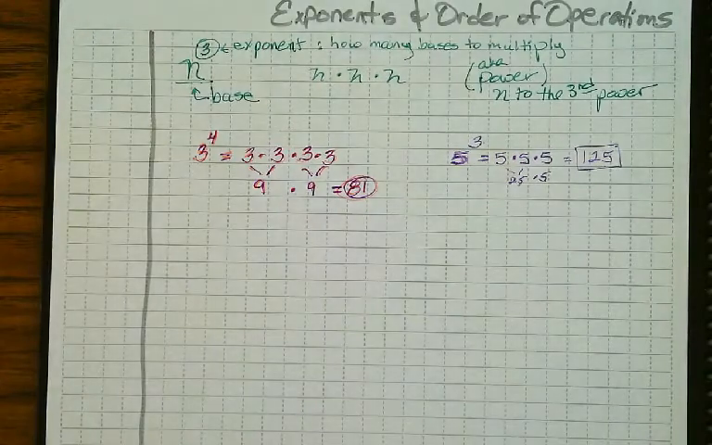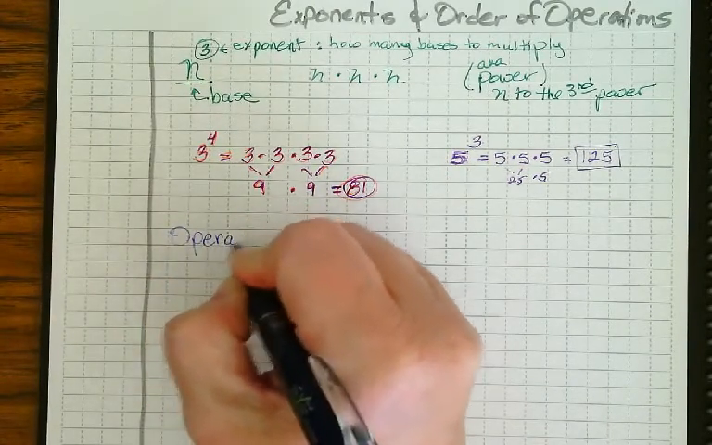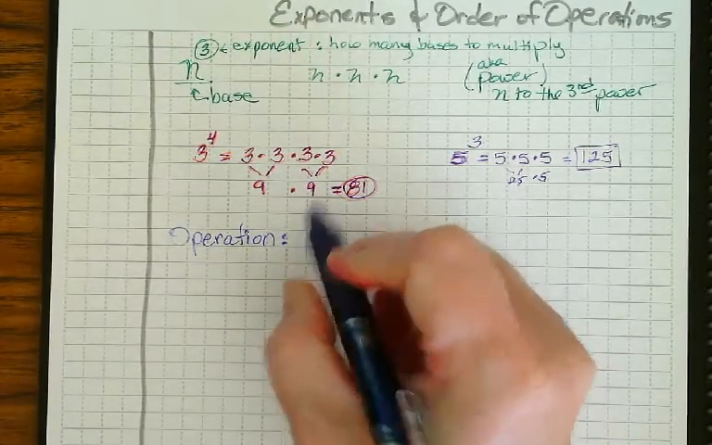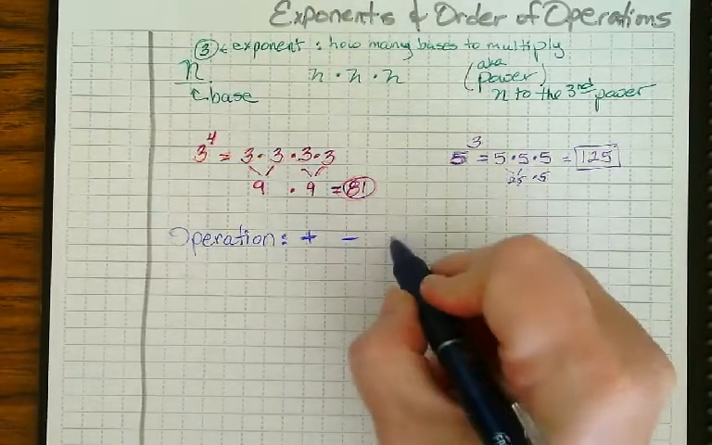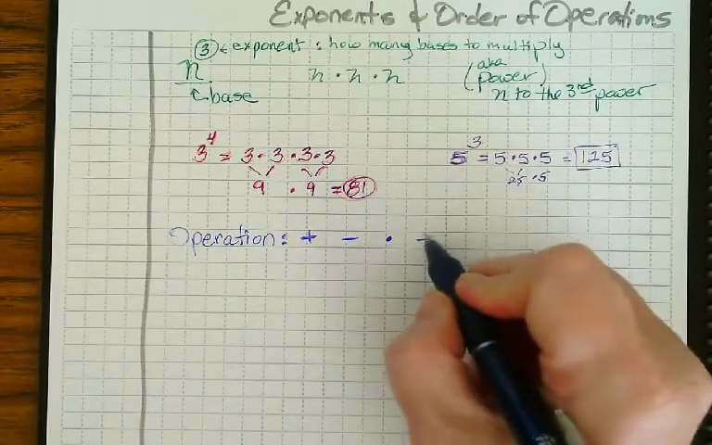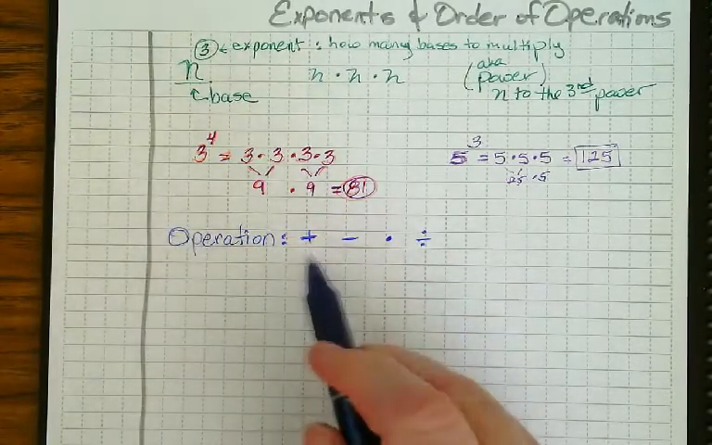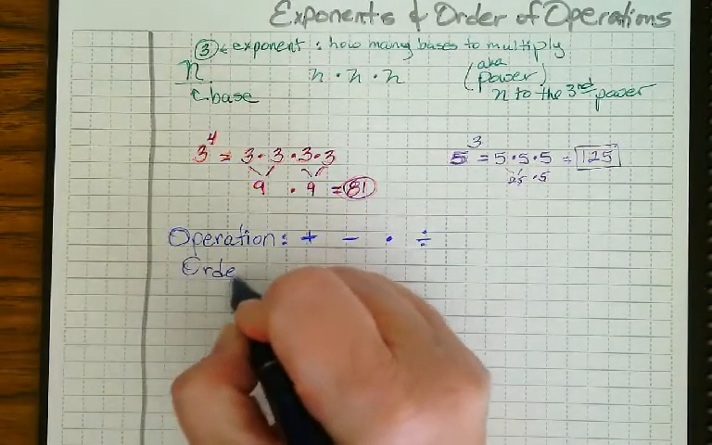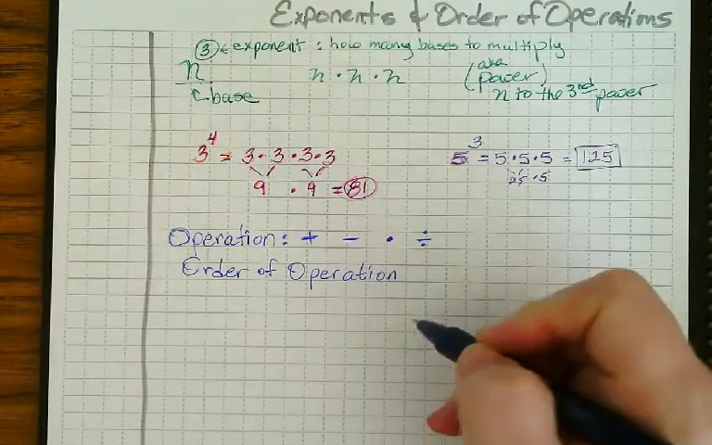So let's look at order of operations, all right? First of all, an operation. There are 4 of them right now. Add, subtract, multiply, and divide. That's it. That's all you're worried about. So the order of operations tells you which ones to do first and second and third and so on.